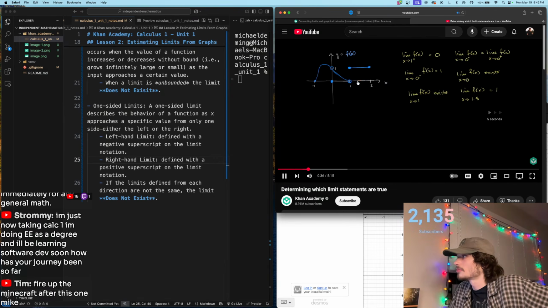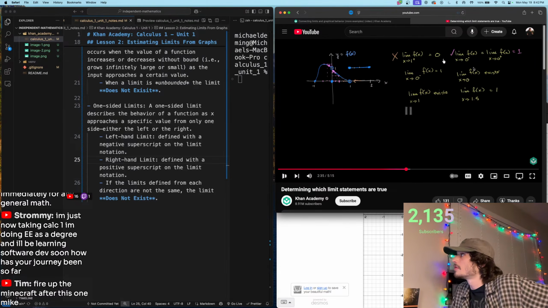The limit of f of x is 1 as we get even closer. How about this one? So f of 0 is equal to 1. They're both equal to each other. Yes, that is true. Absolutely true. The limit closest is true.